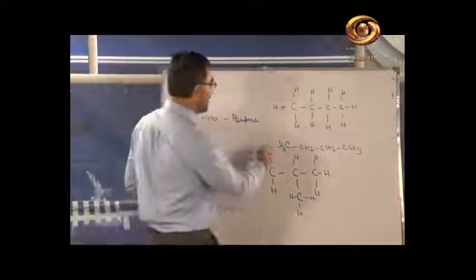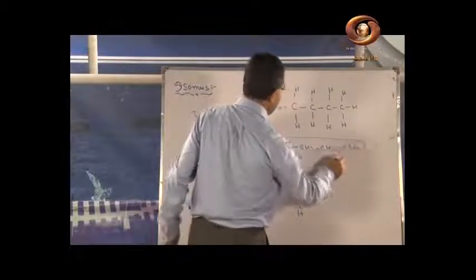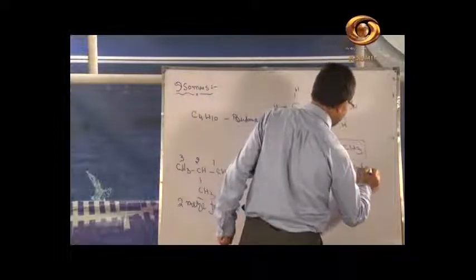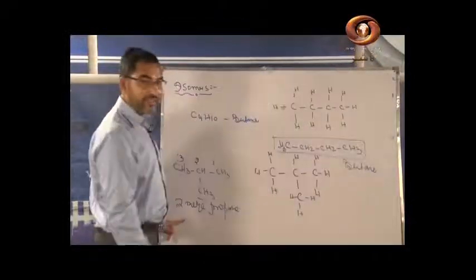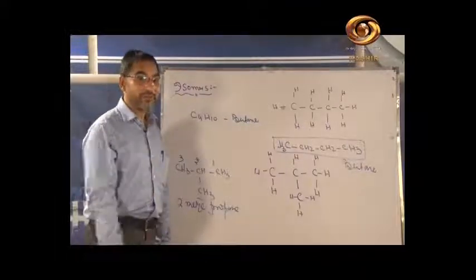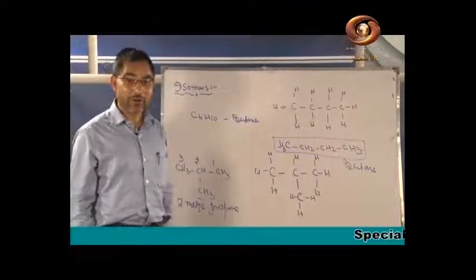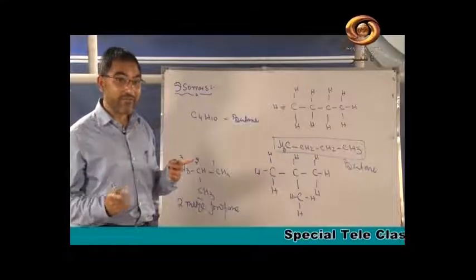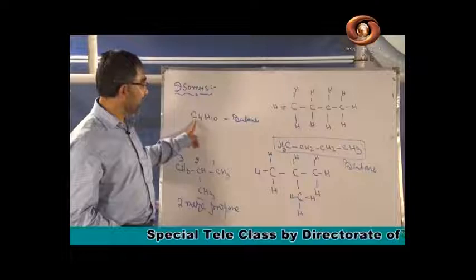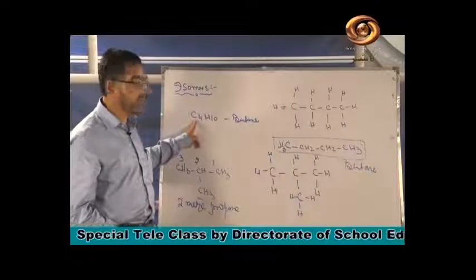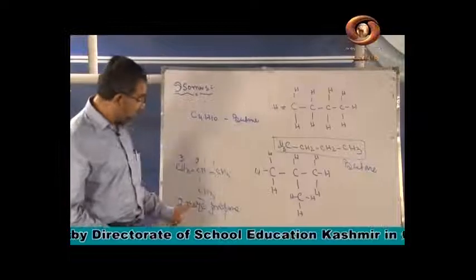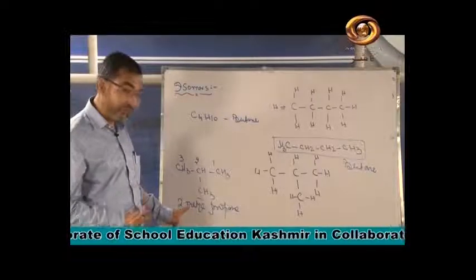What is the name of this compound? Sir, it is butane. It is simply butane. But what is the name here? It is 2-methyl propane. What is common between the two compounds? Until we draw the structures, we will say that it is butane, C4H10. But here it is butane, and here it is not butane. This is never butane.